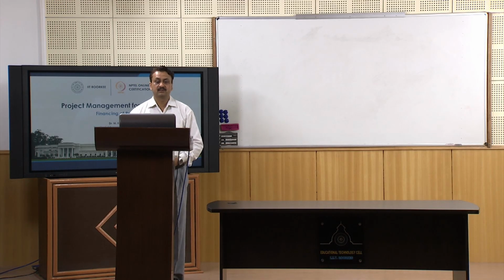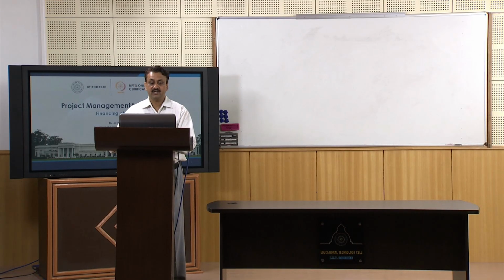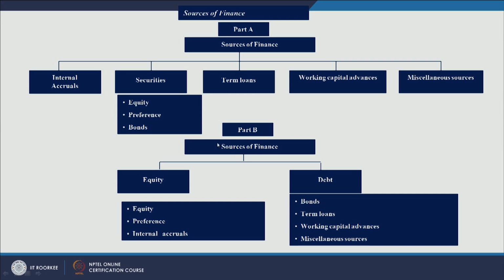Now, there are several sources of finance. So, we can put them into two categories, two parts, part A and part B, right. First we will see part B. In sources of finance, as I said, equity and debt are the two sources. In equity you can have different types: equity, preference, and internal accruals. We will see what these are. In debt we have bonds, term loans, working capital advances and miscellaneous sources. And in part A you have internal accruals, securities, term loans, working capital advances and miscellaneous sources, right.